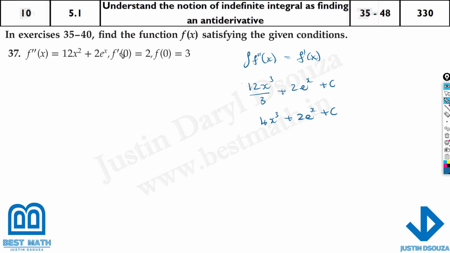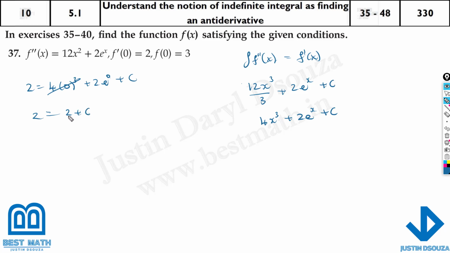So here, I will substitute x equals 0 and this answer equals 2. So 2 will be equal to 4x to the power, sorry, not x power, it's 0 power. All x values become 0 power 3, plus 2e to the power 0 plus c. This cancels off because it's 0. Here we have only 2.